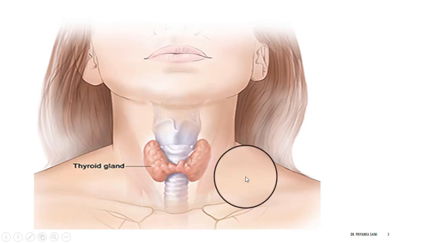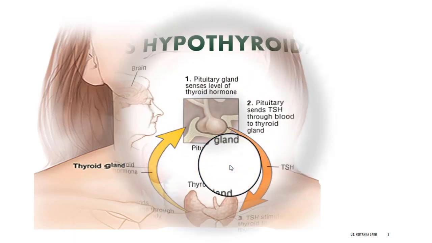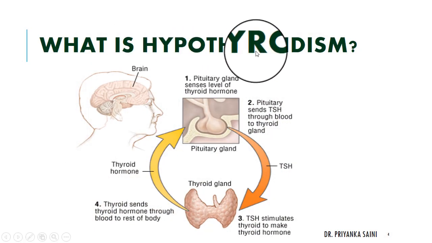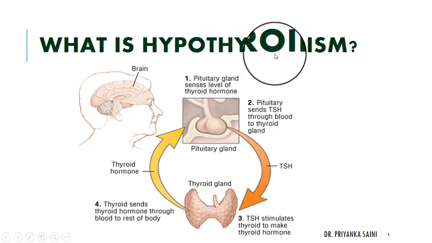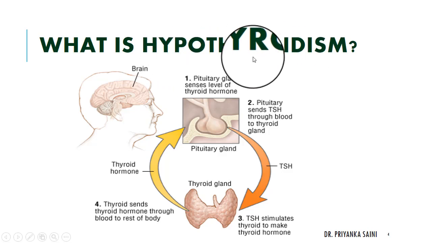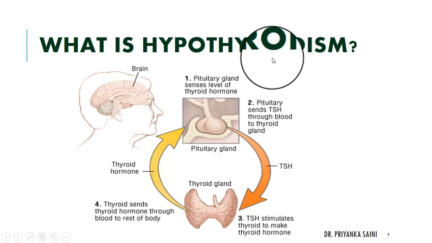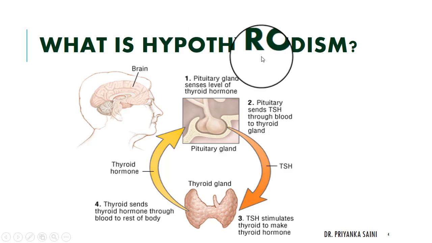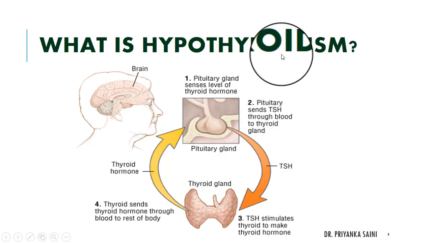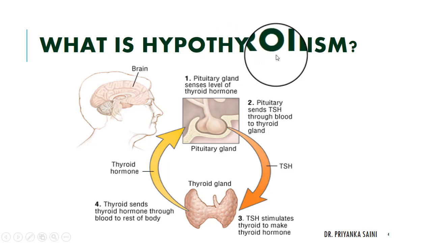Now next we will discuss what is hypothyroidism. What exactly is the meaning of hypothyroidism? Hypothyroidism, which is also called underactive thyroid, is a condition in which your thyroid gland doesn't produce enough of certain crucial hormones, that is T3 and T4. So this is the basic meaning of hypothyroidism.